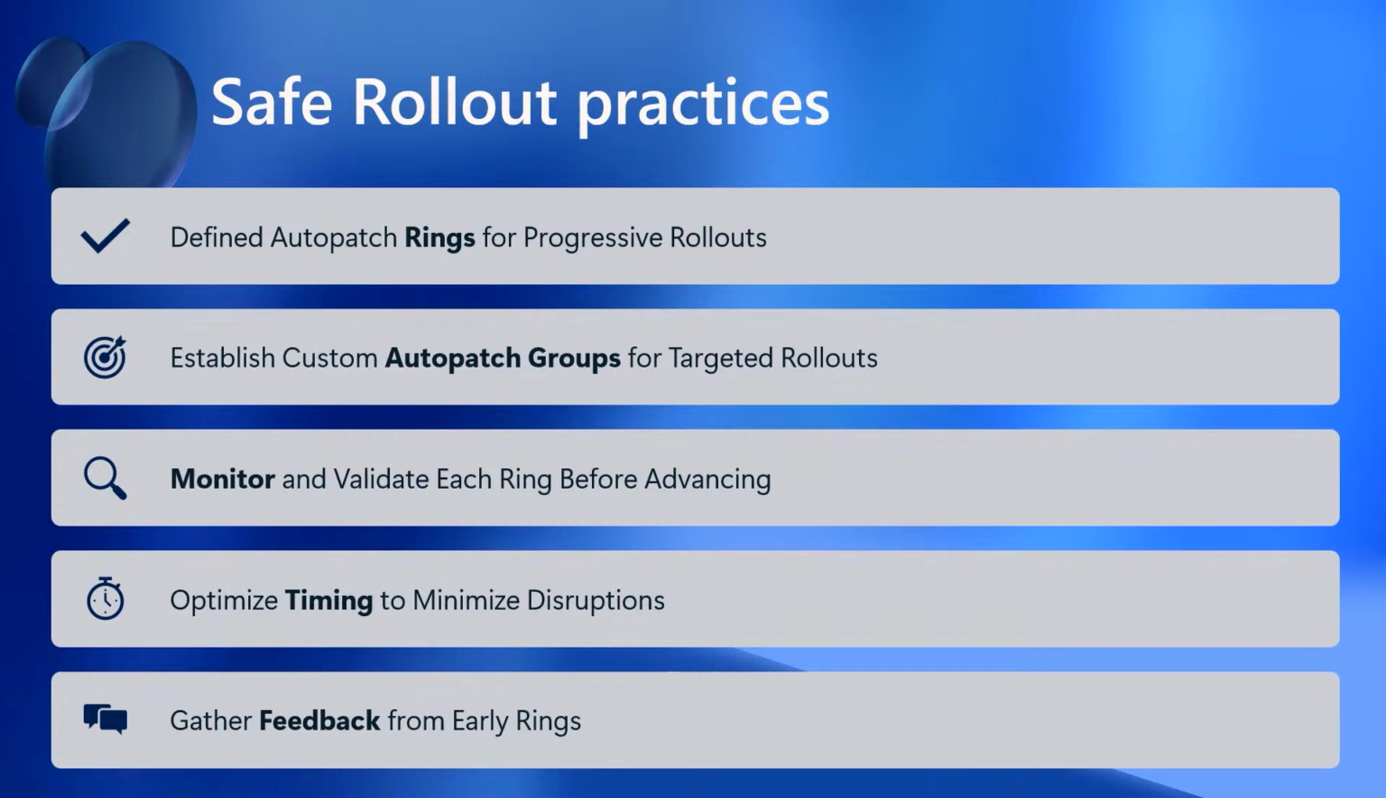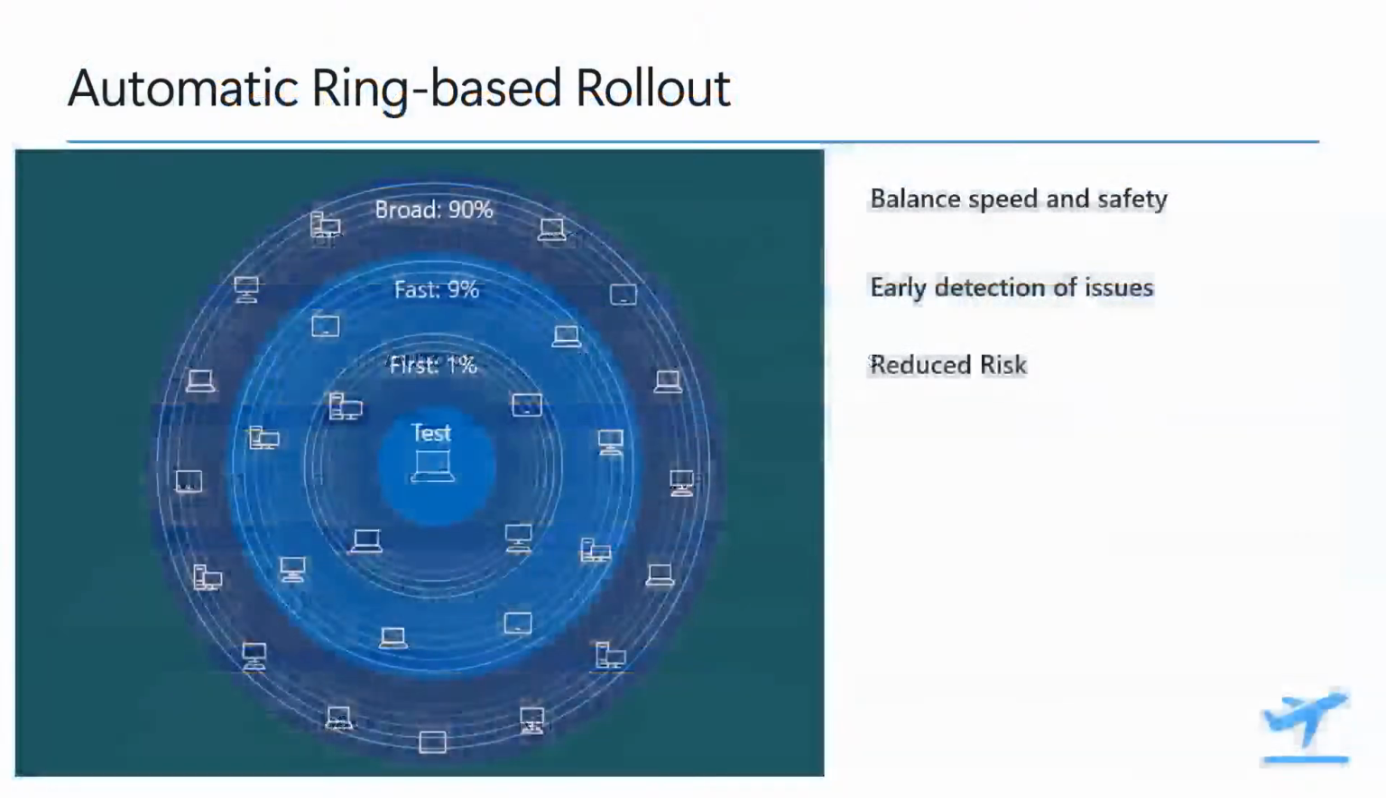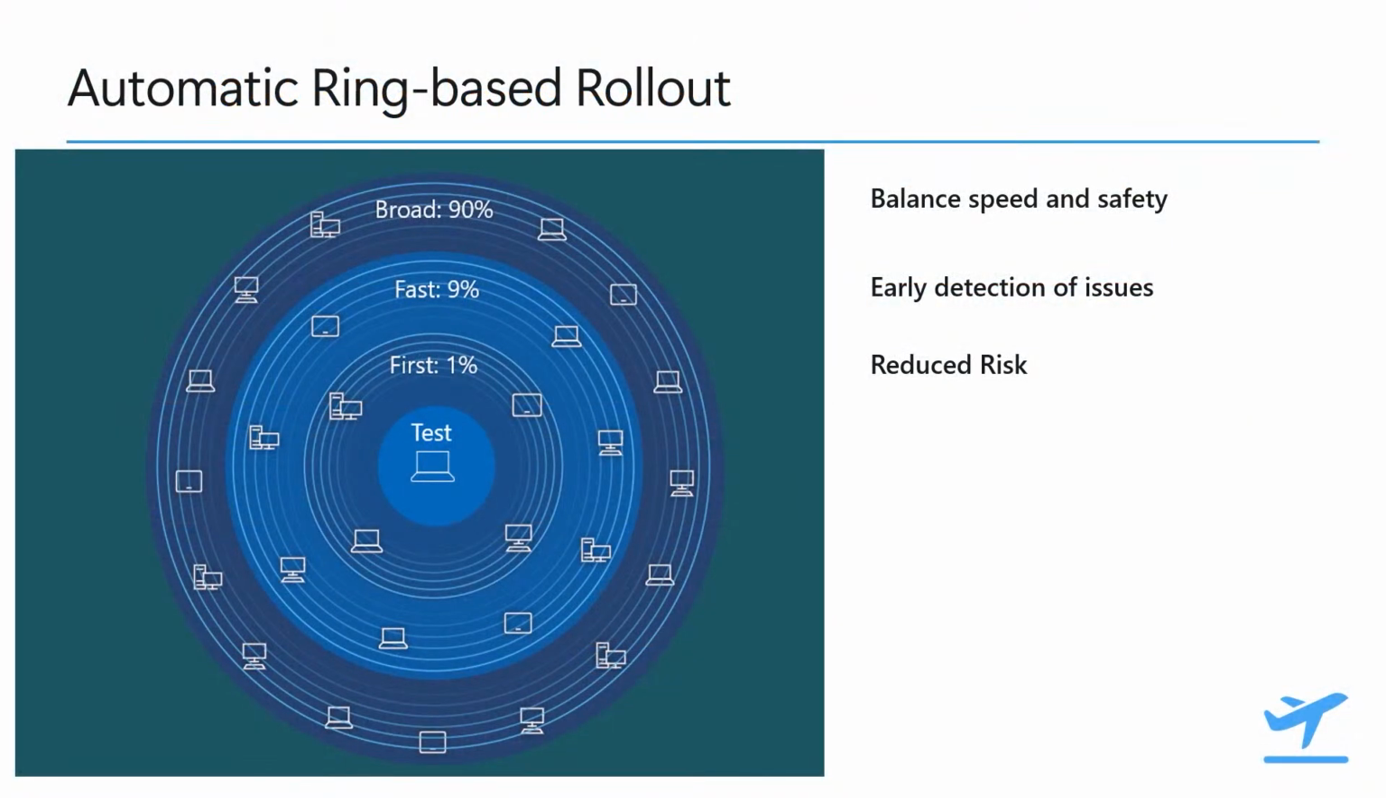Collect insights from the test and first rings from users to identify and address potential issues early in the rollout journey. By following these safe rollout practices, you will be able to leverage Autopatch groups and rings more efficiently in order to deploy updates in a controlled and systematic manner. This approach helps reduce risk, ensuring that the security updates are applied to the devices in the most optimum manner, reducing disruptions. Autopatch basically uses 4 deployment rings by default.